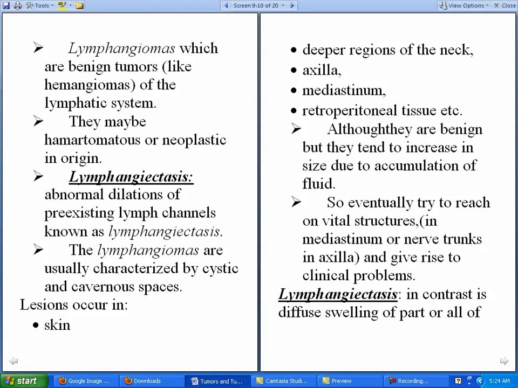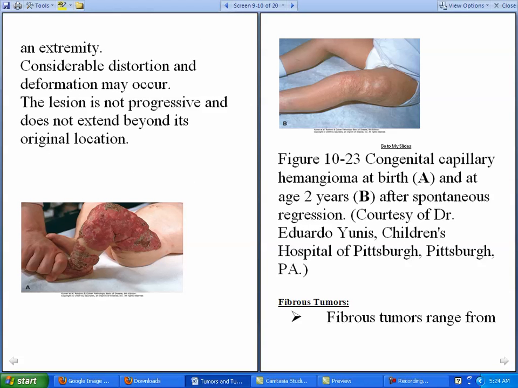Lymphangiectasis, in contrast, is diffuse swelling of part or all of an extremity, and this can also cause considerable distortion and deformation. However, the lesion, like lymphangioma, is not progressive and does not extend beyond its original location. So, the only problem which is present in lymphangiectasis is actually the cosmetic problem.